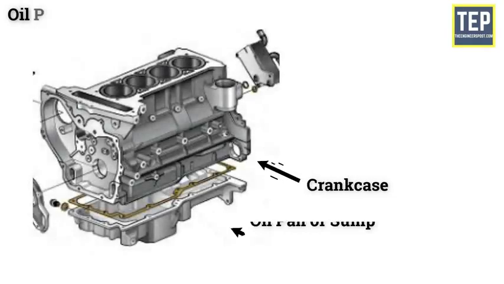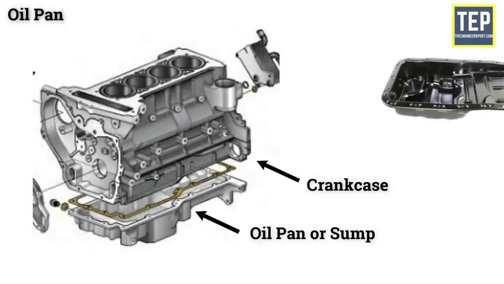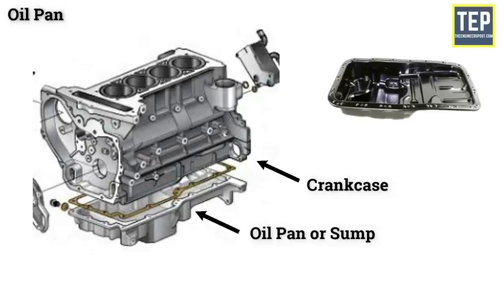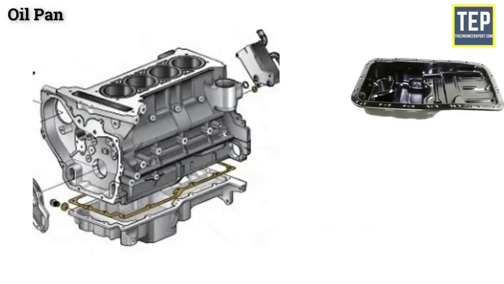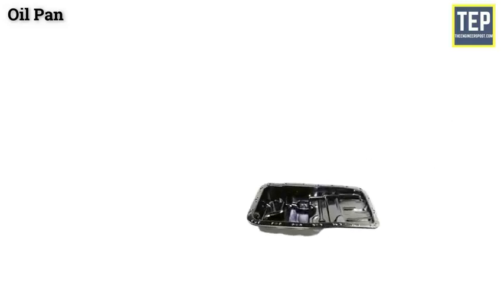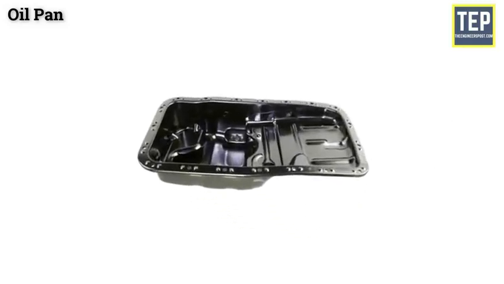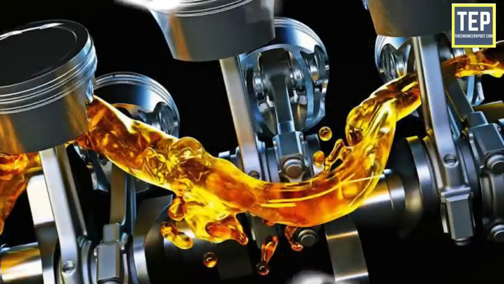Oil pan. The bottom half of the crankcase is called the oil pan or sump. It is attached to the crankcase through set screws and with a gasket to make the joint leak-proof. The oil pan serves as a reservoir for the storage, cooling, and ventilation of engine lubricating oil.